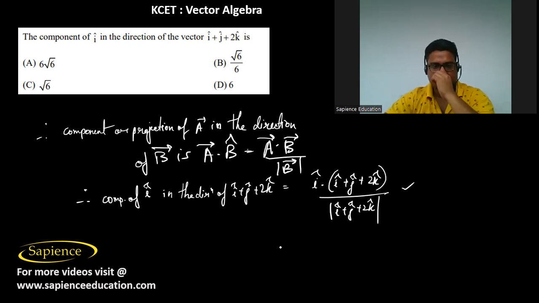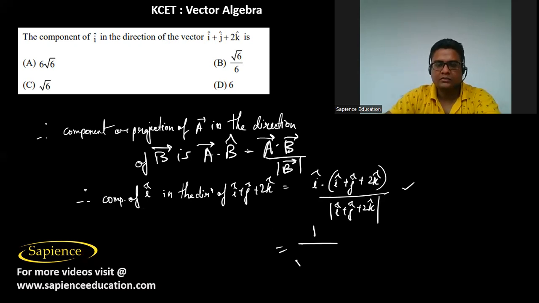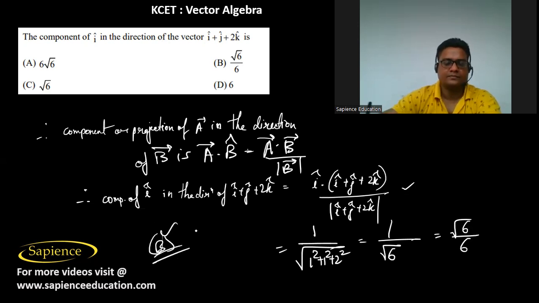So this we can write. This will be i dot i will be 1, i dot j and i dot k is 0. So 1 by square root of 1 square plus 1 square plus 2 square. So this will be 1 by square root of 1 plus 1 plus 4, that is 6. So 1 by root 6, or I can say this is root 6 by 6. So option D is the correct answer.